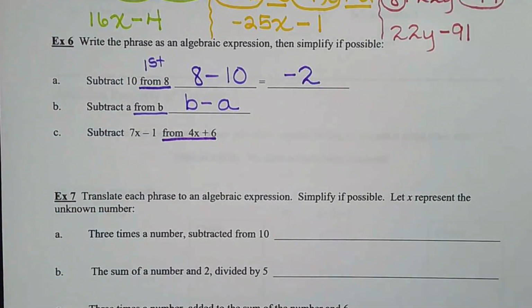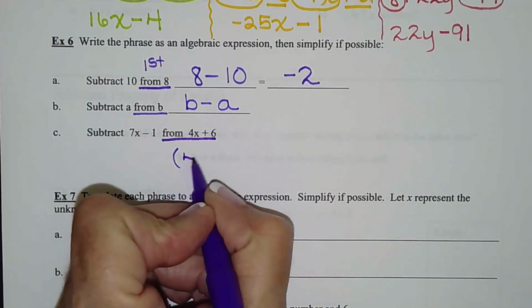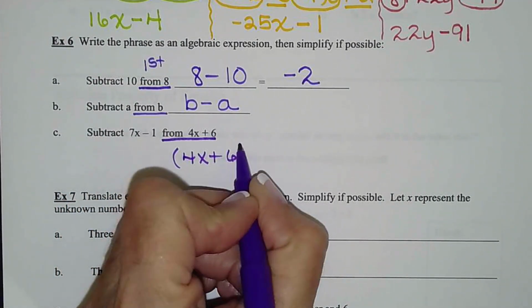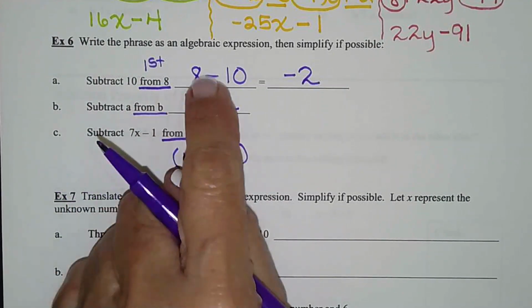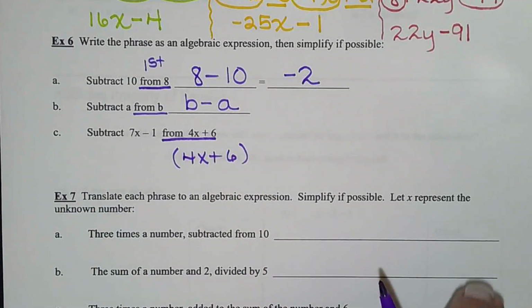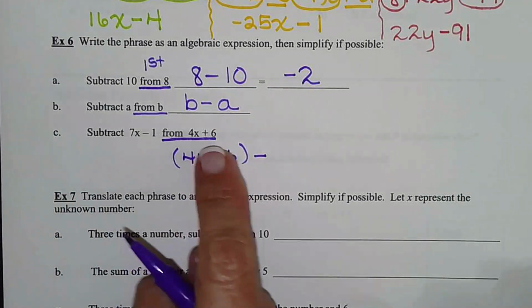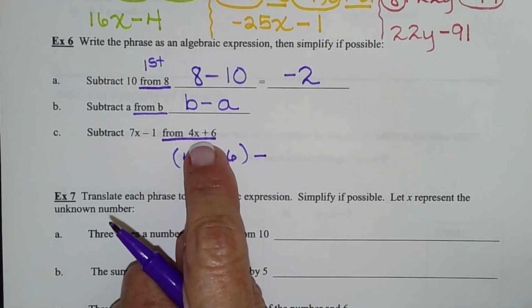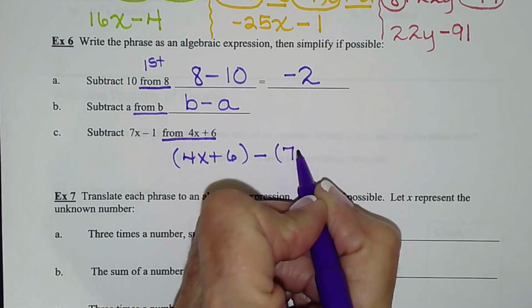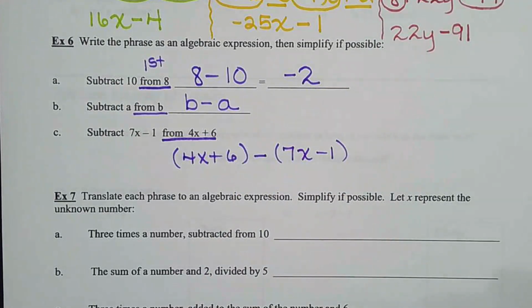Since this says from 4x plus 6, that must be first. Just like from B first, from 8 first, from 4x plus 6. And usually what I see students do wrong here, they don't miss the order so much, but they forget to put parentheses. And then they get the whole problem wrong because 1, they translated it wrong, and 2, that makes them work it wrong as well. You're subtracting this whole thing from this whole thing, so they must both be in parentheses. And that's usually where the errors are made on that problem, is students forget that.